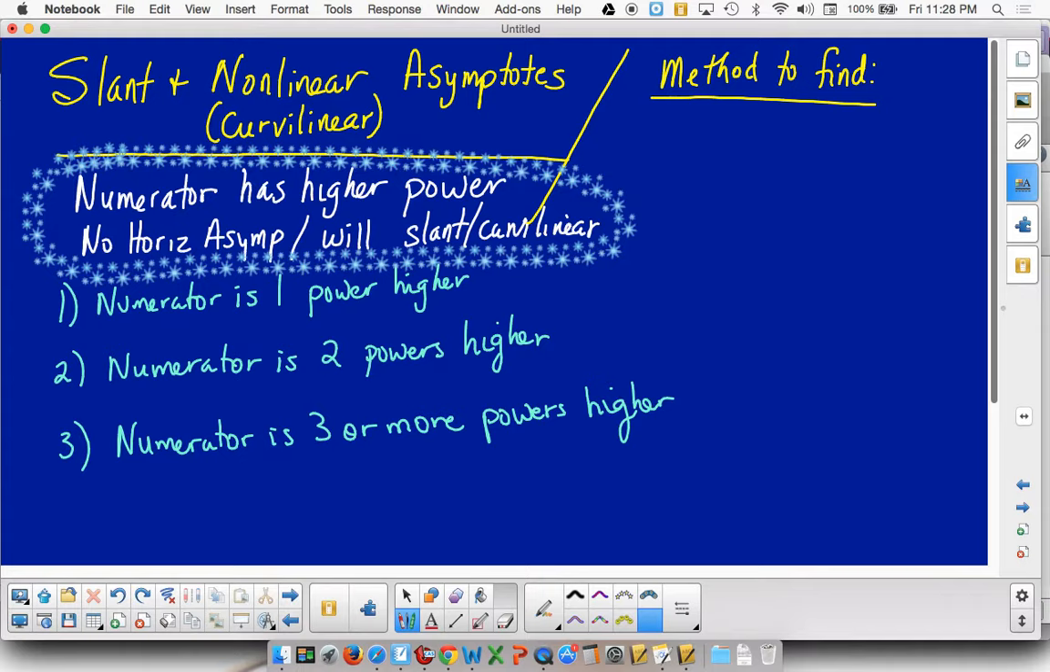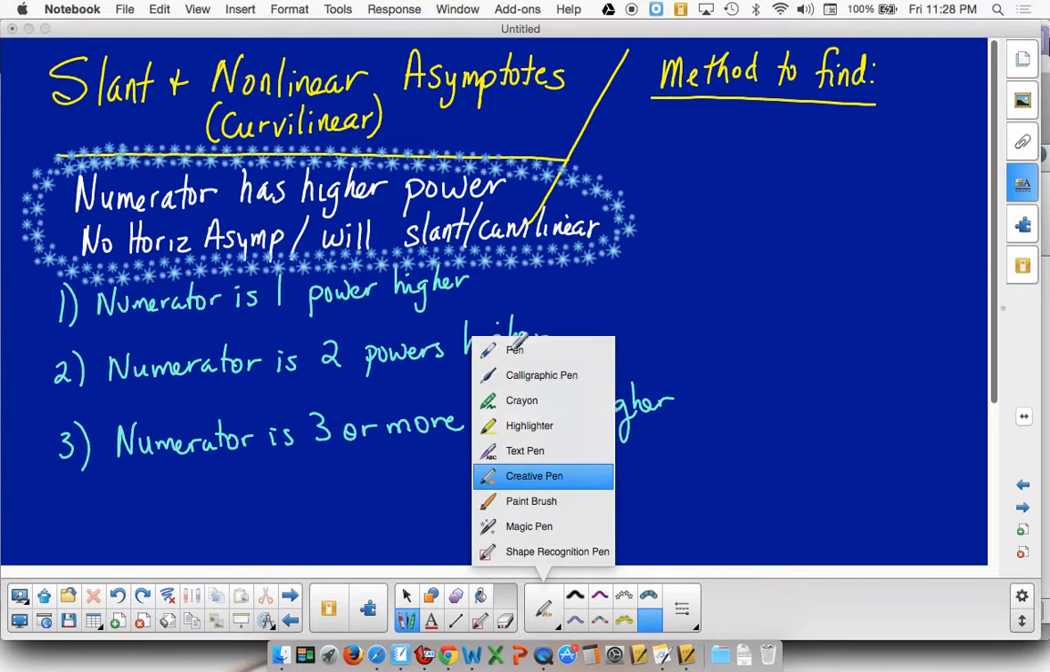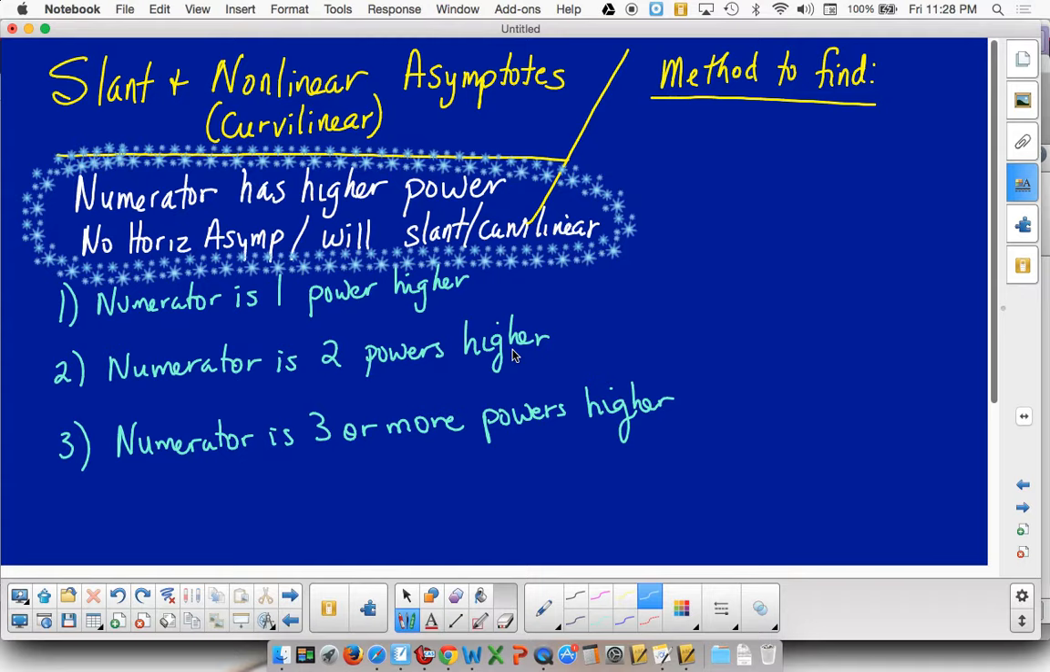Now, what do those look like? It's pretty much what you would expect. If it's 1 power higher, it's going to be a slant. You're going to have an asymptote that's diagonal. You're going to have an asymptote that's vertical, more than likely. You don't have to, but you're going to have a slanted asymptote.